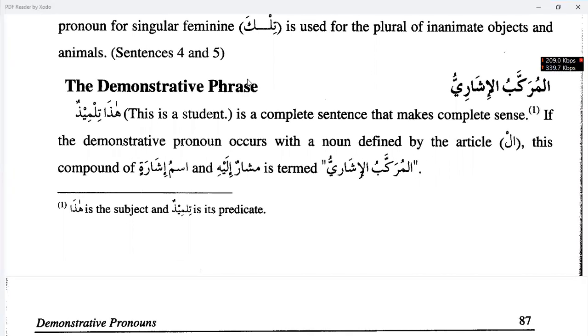The combination of ismu ishara and mushar ilayh is known as murakkabul ishari. Your answer is correct. The complete sentence. Sir, but there is no alif lam in the example, hada tilmiz. Wait a minute. So Miss Khatija and Muhammad Usman Ambalo are saying a murakkabul ishari is a complete sentence. Does everyone agree? No, it is incomplete. It is not always complete, it is always incomplete. Okay. So it's a phrase. Al murakkabul ishari is always an incomplete sentence.